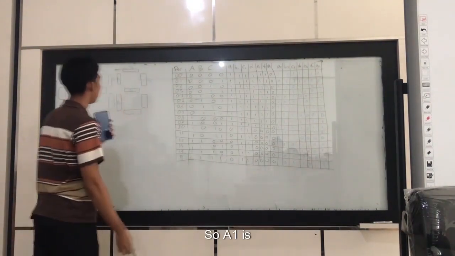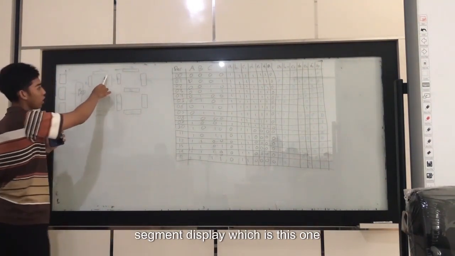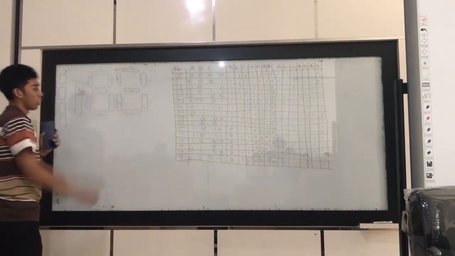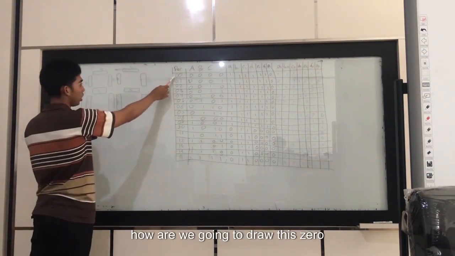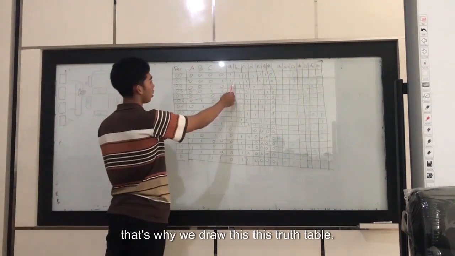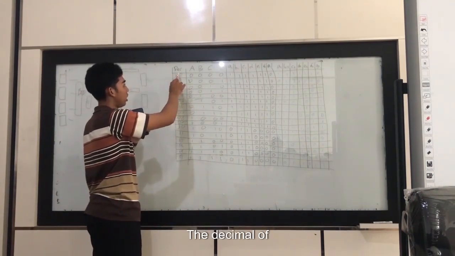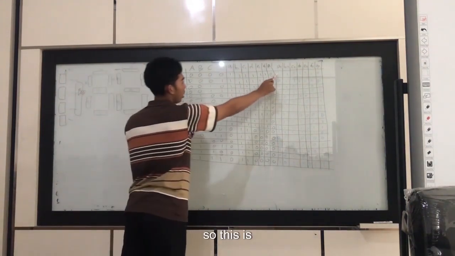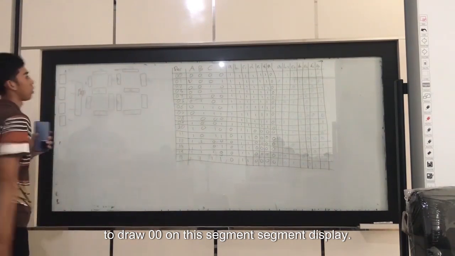Now let's see the decimal. A1 corresponds to the left side of the 7-segment display, which is this one, and the decimal on the left side is 0, and the A1 is here. So how are we going to draw this 0 on this 7-segment display? That's why we draw this truth table. So let's now take the decimal 0. The input is also all 0. So this is the output that we should get to draw 0 on this segment display.